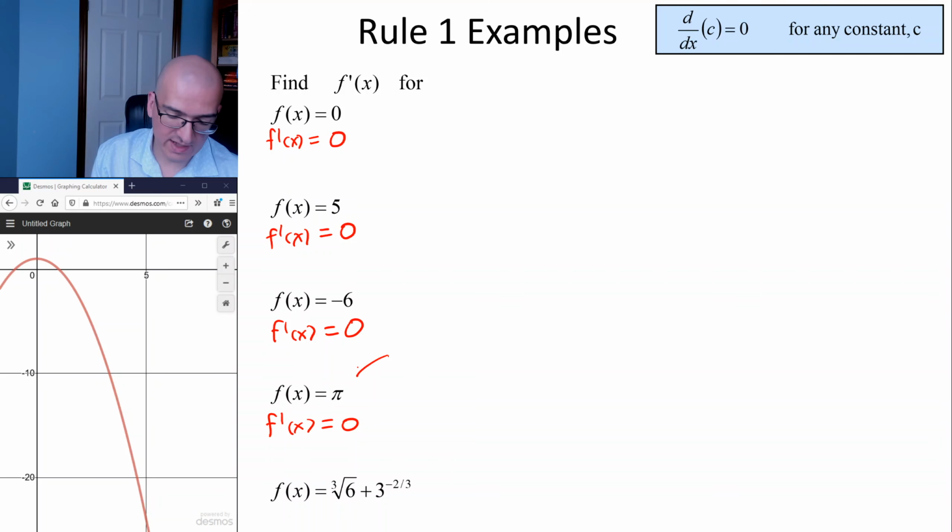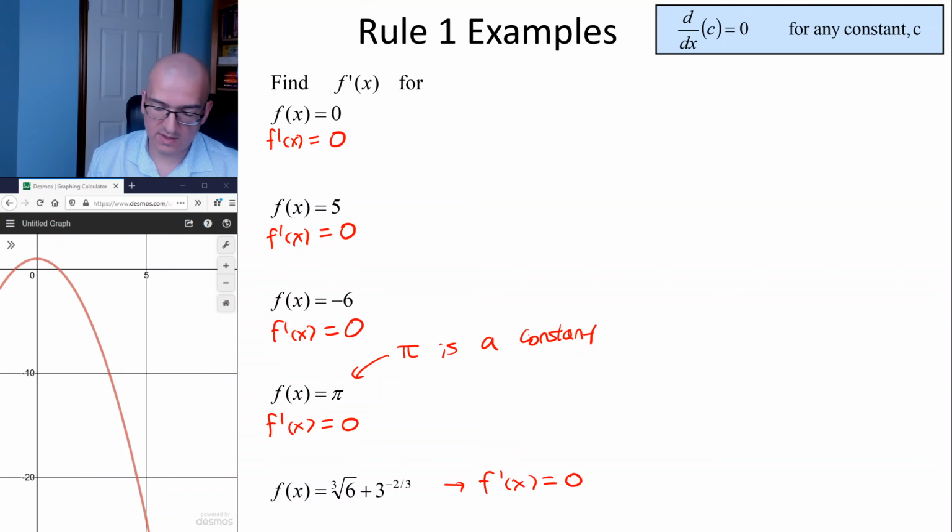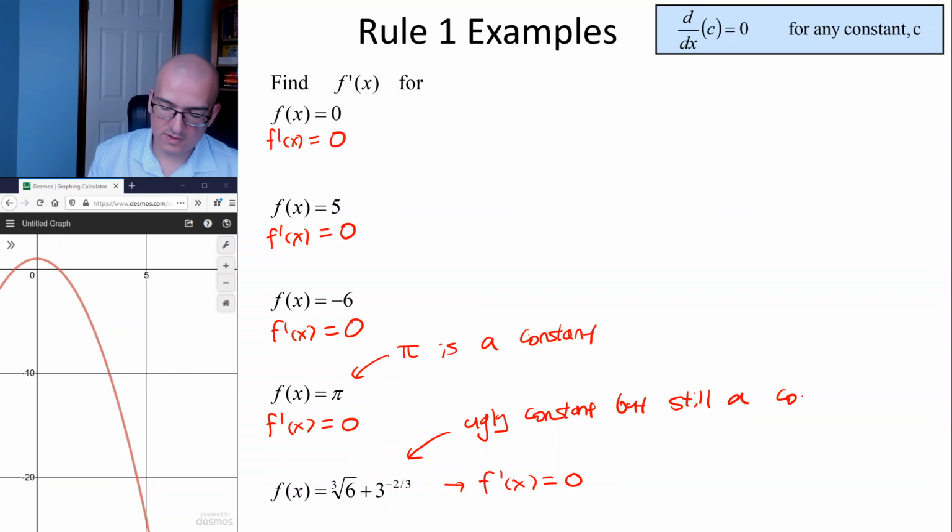It's worth highlighting: pi is a constant, it's not a variable. And then for the last one, f prime of x is equal to 0 as well, because that's just a really ugly constant. But still a constant. It doesn't have to be a nice constant like 7. It can be a horrible constant like the cube root of 6 plus 3 to the power of negative 2/3. Some weird decimal, whatever that decimal is.